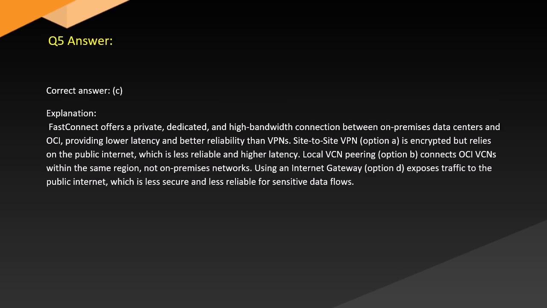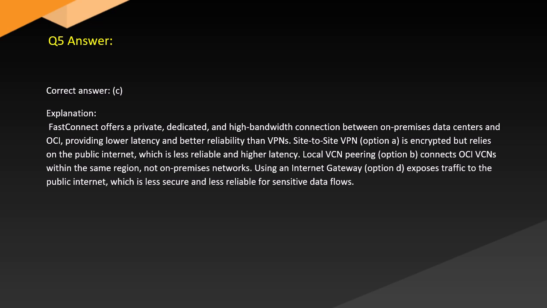Answer. Correct answer: C. Explanation. FastConnect offers a private, dedicated, and high-bandwidth connection between on-premises data centers and OCI, providing lower latency and better reliability than VPN. A site-to-site VPN, option A, is encrypted but relies on the public internet, which is less reliable and higher latency.